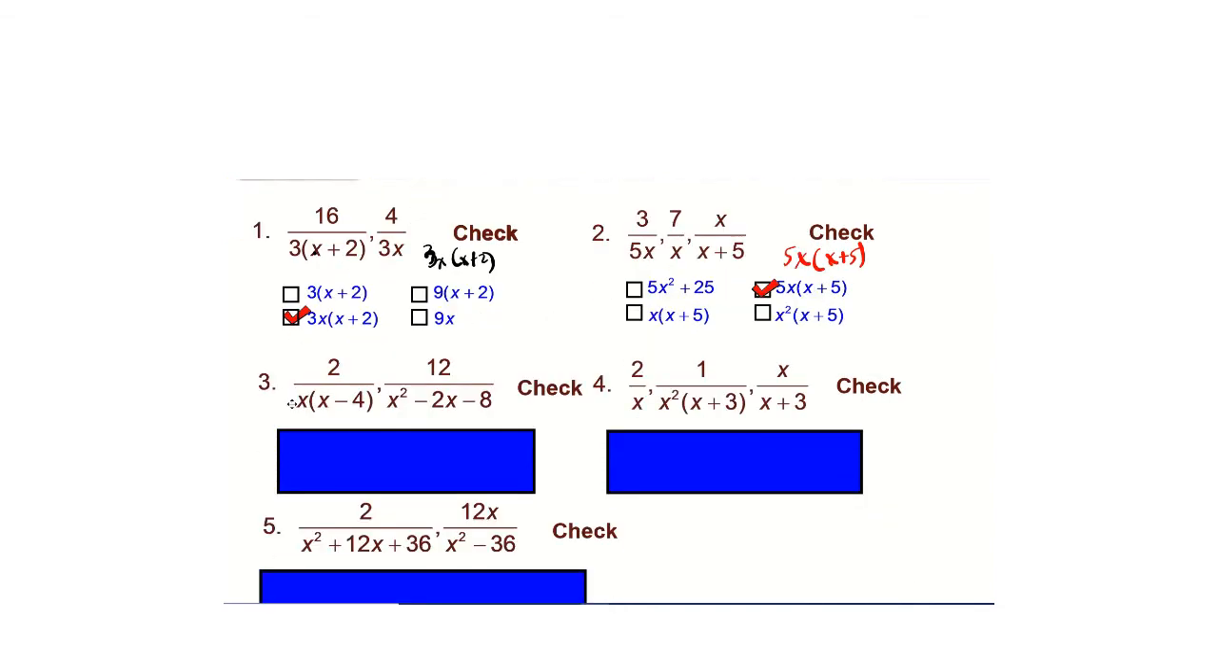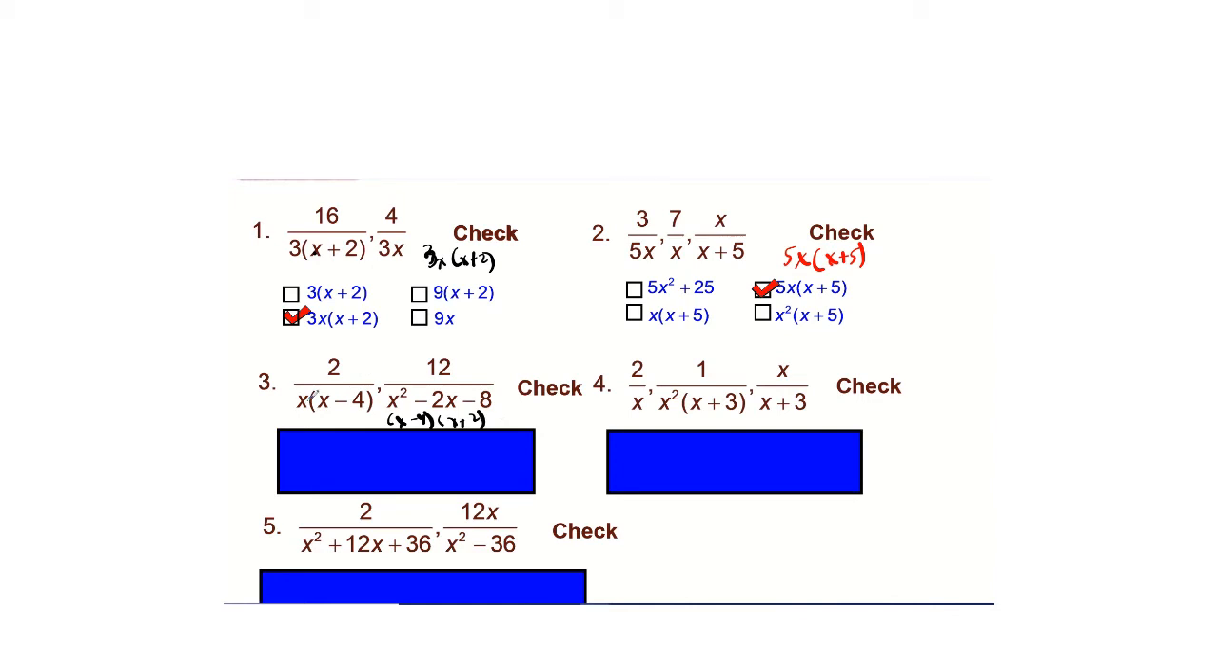Next one. So I've got x onto x minus 4. X squared take away 2x minus 8. So anywhere we've done anything with rational expressions, the first thing you should always do is factor. This one does factor. It's x take away 4 and x plus 2.